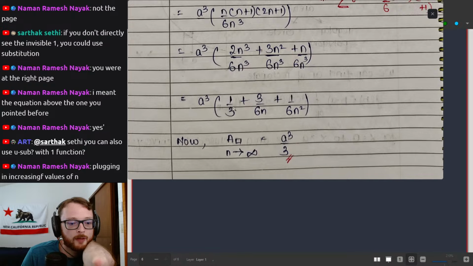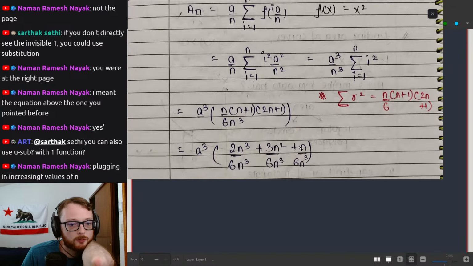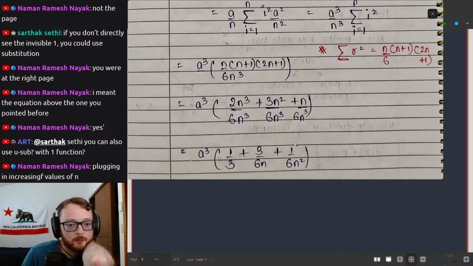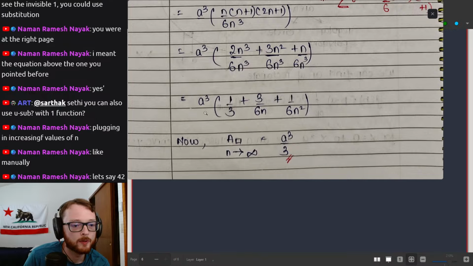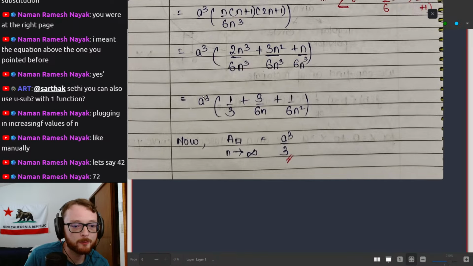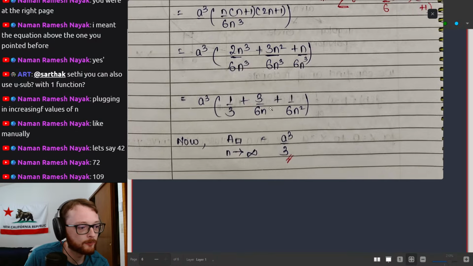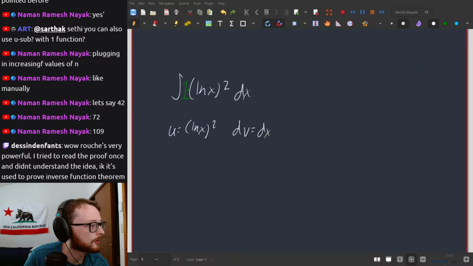Plugging in increasing values of n? Yeah, if you want to verify the result of the limit, you could do that. Your result there is right, but you just take a value for a and then start plugging in n's. And you can estimate the limit that way if you really want to.